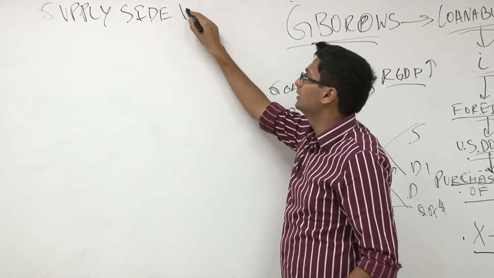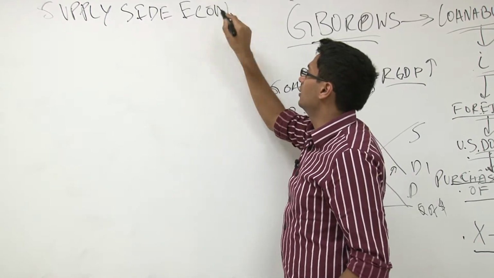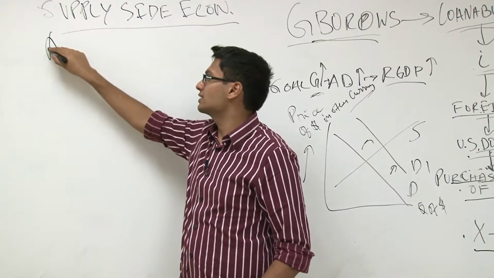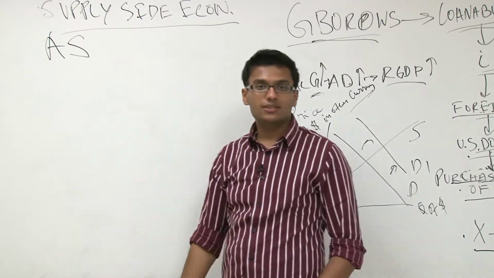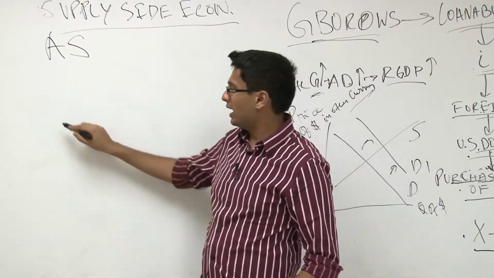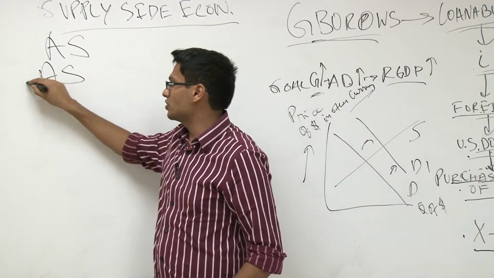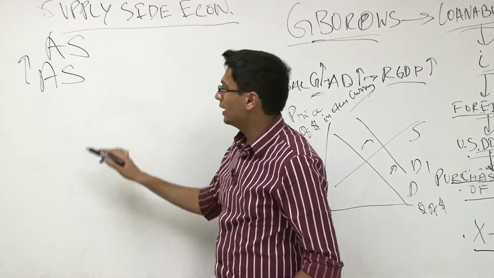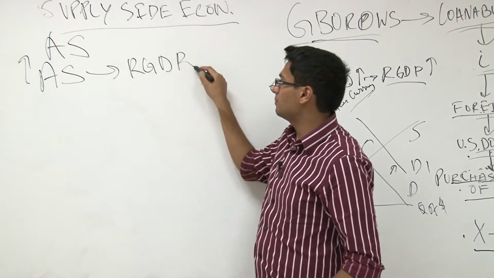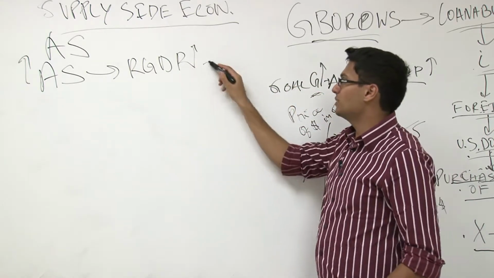Supply side, I'll just short it to econ, okay? Supply side econ, okay? So they're primarily dealing with AS. They're saying forget AD, it's all about AS. Because remember, we talked about this a little bit, but when AS goes up, it's sort of a win-win situation, guys. When AS goes up, okay, we say that the RGDP goes up. Awesome, right? RGDP goes up.